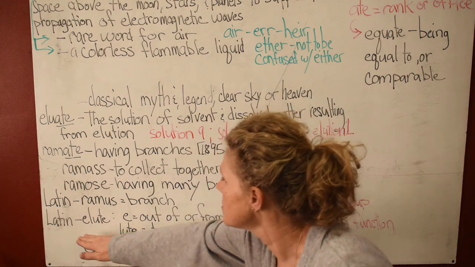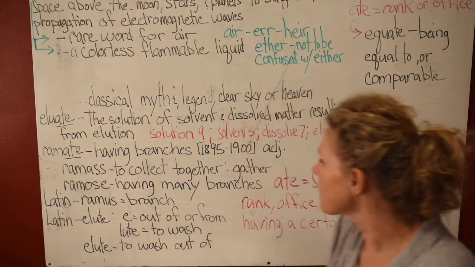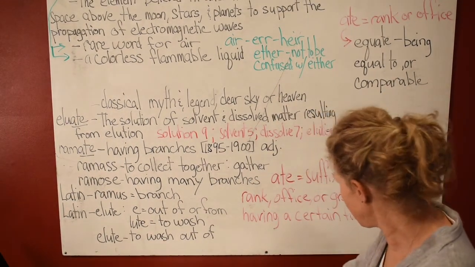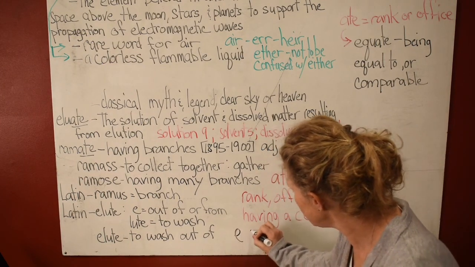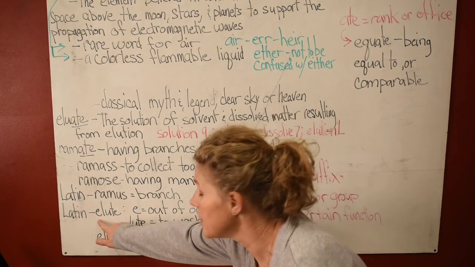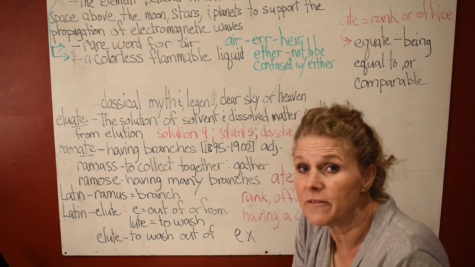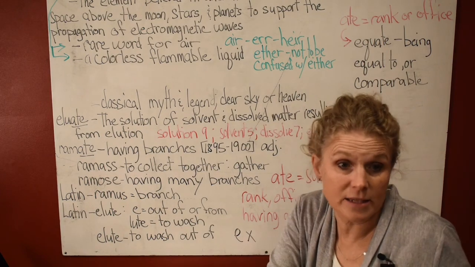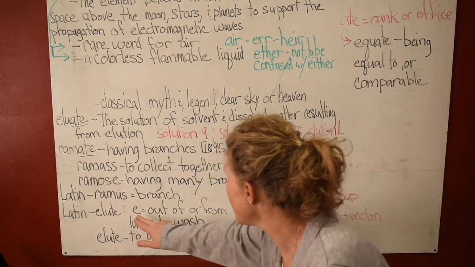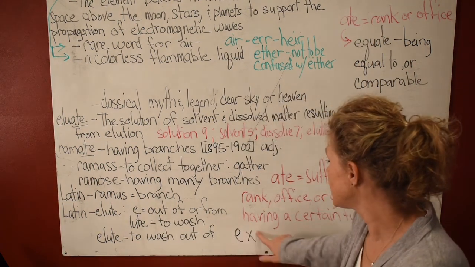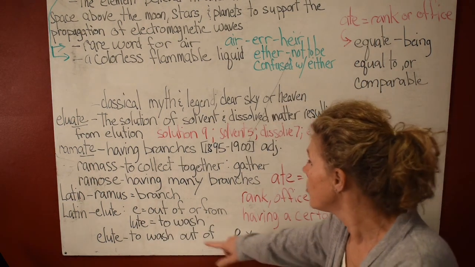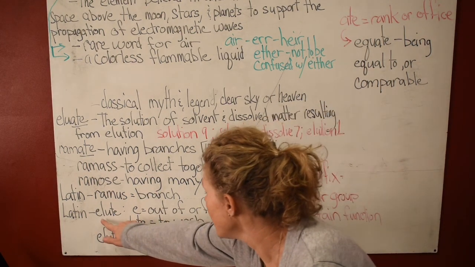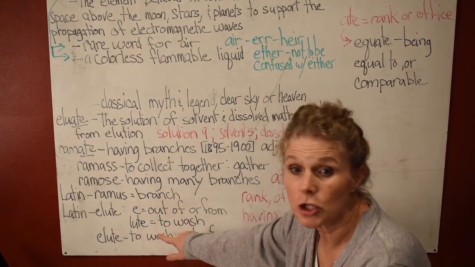So elute is Latin. So we have E, and do you guys remember your prefix for E? It comes out of the EX. We have E. Now remember, that is your chameleon prefix, but it's Latin. Those chameleon prefixes are Latin. Okay, boys? And we have the E. It's coming out of the EX, which means out of or from. And then we have lute, which means to wash.